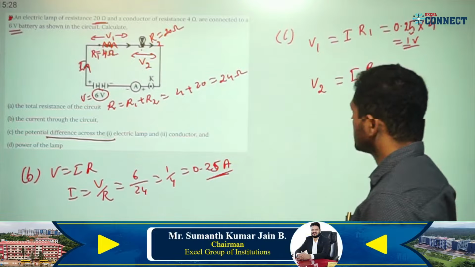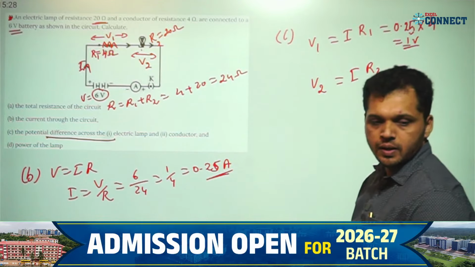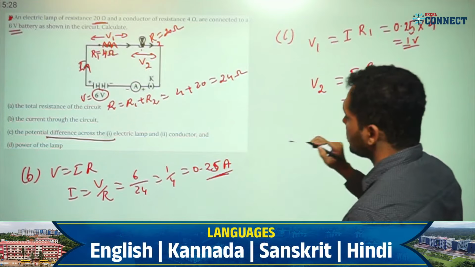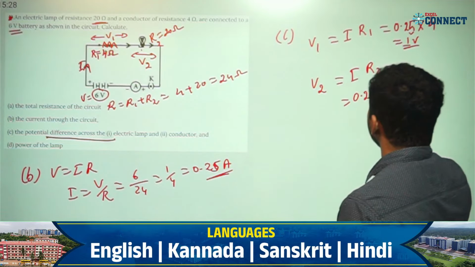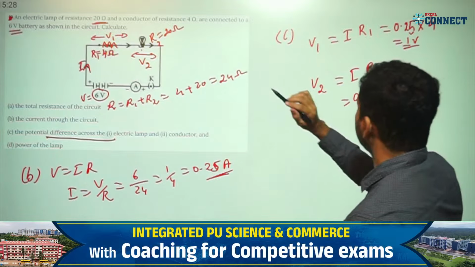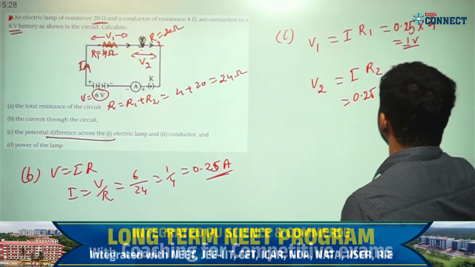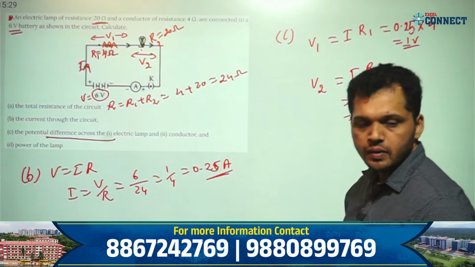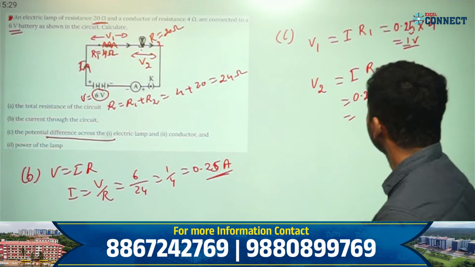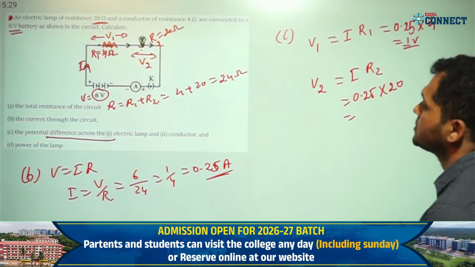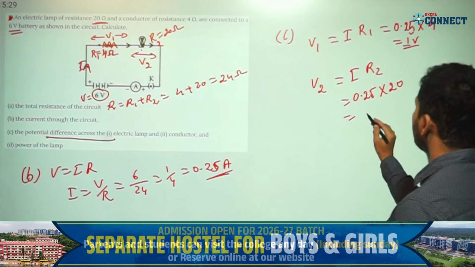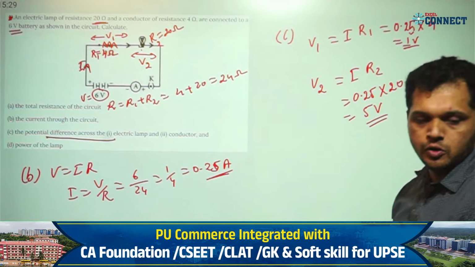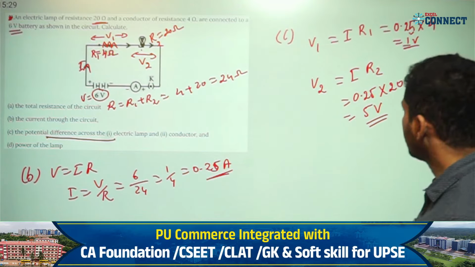Next, what is the voltage drop across R2? I is the same 0.25. What is the resistance? 20. 20 into 0.25, how much? It should be 5, right? 5 volt we get. 1 volt and 5 volts.